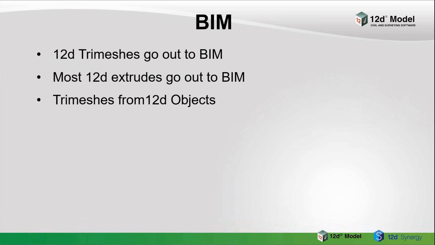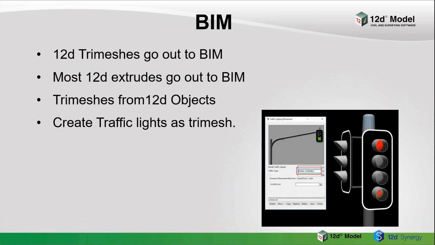Our 12D tri-meshes from 12D objects allows us to create tri-meshes, lots of things as well that don't naturally go out. And we're introducing other things like we've got to create traffic lights as a tri-mesh. So instead of before where it might have used billboards and things, this is creating a tri-mesh so it can go out, made up of lots of different parts. Fences.